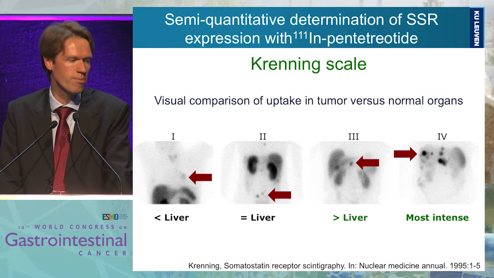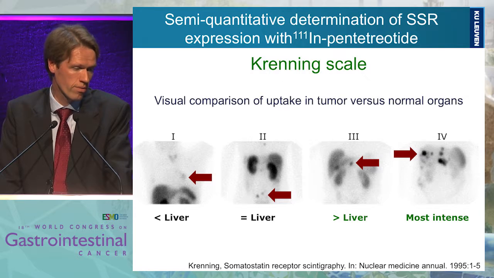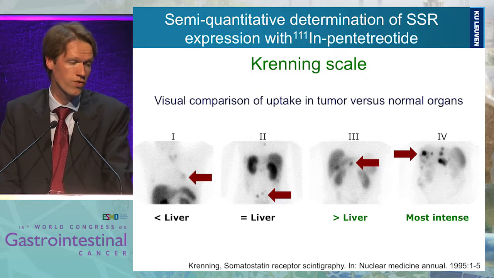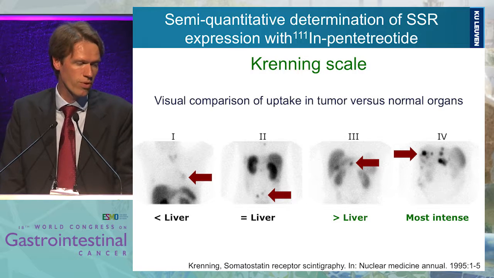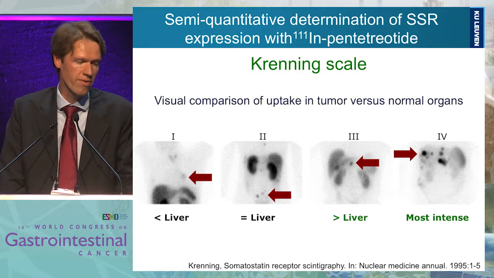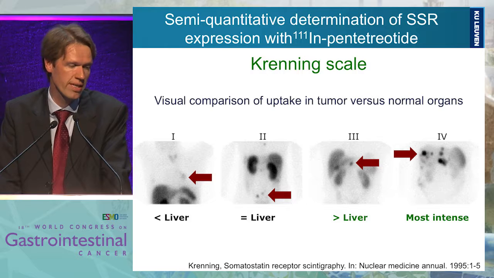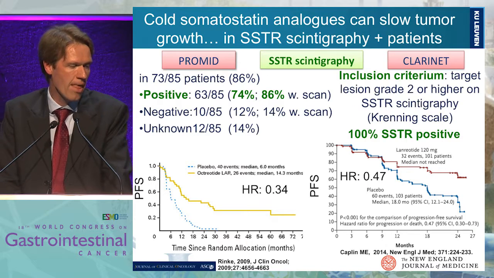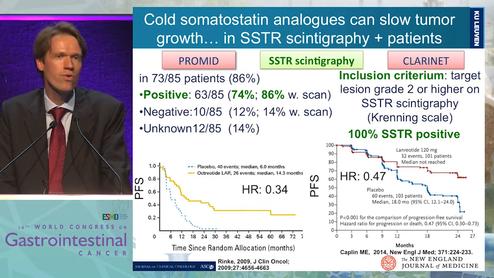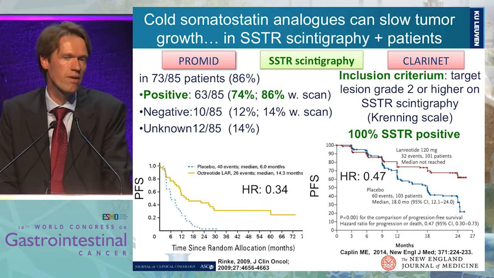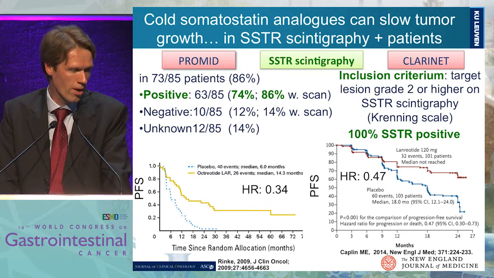Now, somatostatin receptor imaging can be semi-quantitated. We typically use the Krenning scale with grade 1 less than liver, grade 2 equal to liver uptake, grade 3 more than liver, and grade 4 the most intense uptake in the tumor. And I mentioned that somatostatin receptor imaging is a biomarker for tumor treatment. Well, these are the 2 main trials showing PFS with cold somatostatin analogs, the PROMID and the CLARINET trial that you all know quite well.